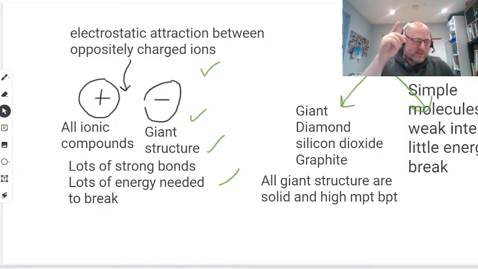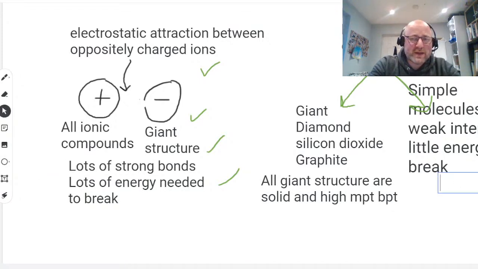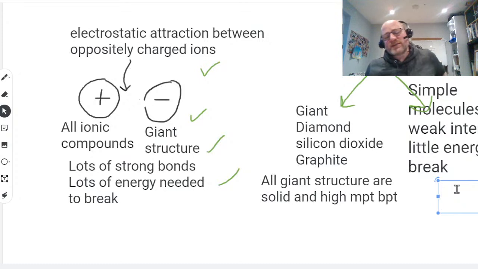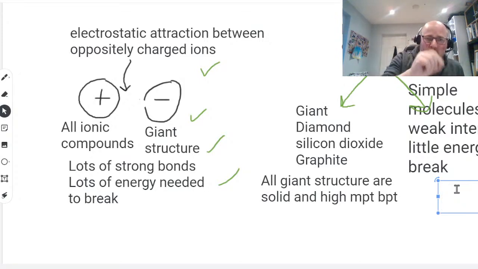Okay, so simple molecules. How do you know you're dealing with a simple molecule? Anyone know? What's the clue? Does anybody know the clue that you're dealing with a simple molecule? There's a clue in the question. When you're given the question, by the way, take a highlighter in your exam. You can highlight the text of the question. It's really important. Don't highlight your work, your writing, but highlight the text.